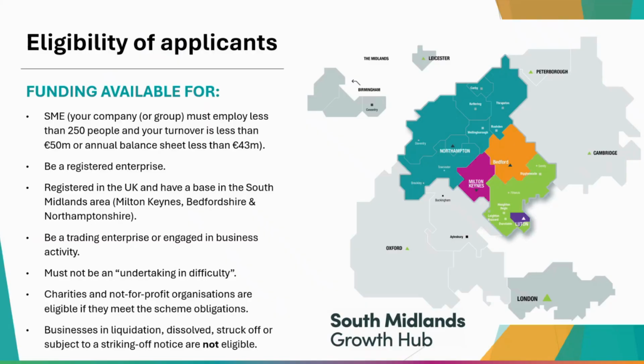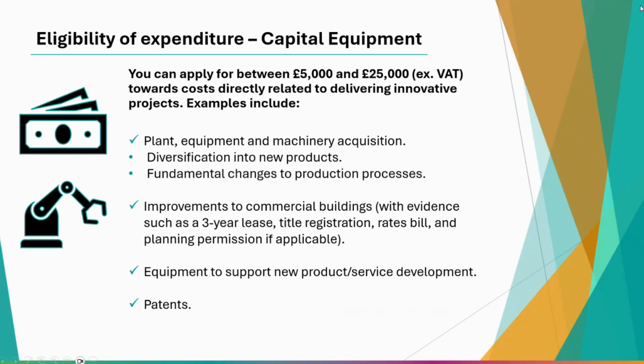It must be a trading enterprise or engaged in business activity. The business must not be undertaking in difficulty. Charities and not-for-profit organisations are eligible under the grant if they meet the scheme obligations, and any businesses in liquidation, dissolved, struck off, or subject to striking off notice are not eligible under the grant.